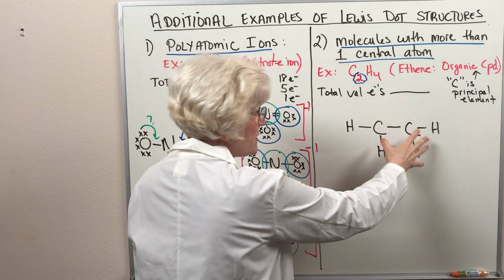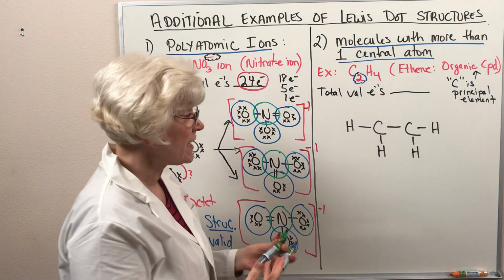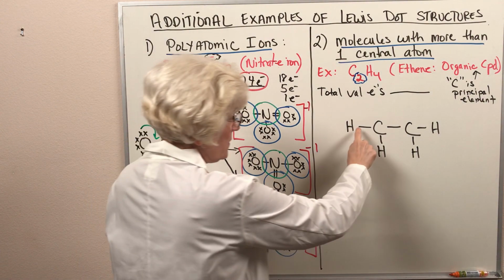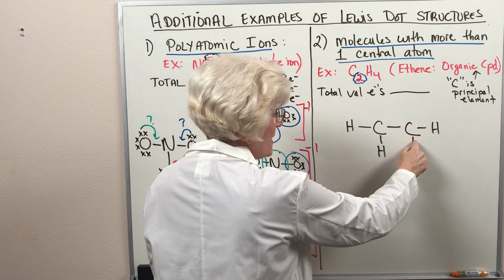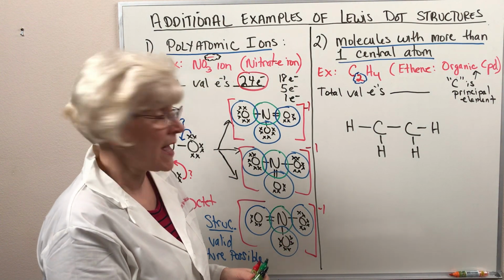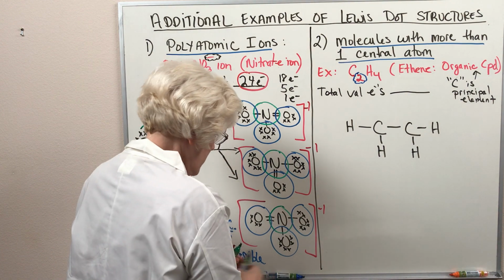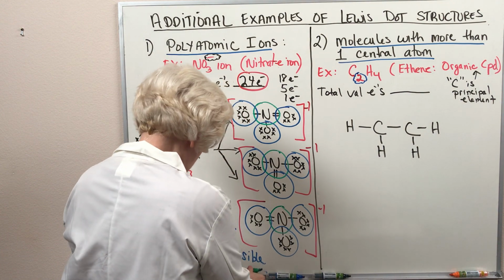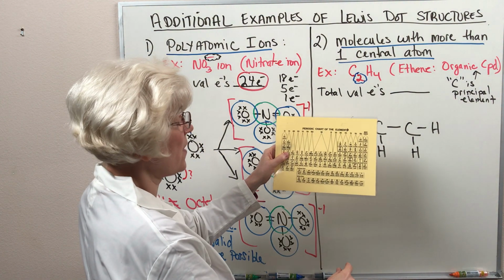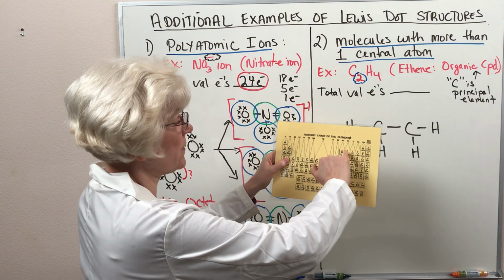So looking at this picture, how many total valence electrons does it have? 2, 4, 6, 8, 10 total valence electrons. But how many should it have? So we have to stop and count the total number of valence electrons so that we can proceed further.